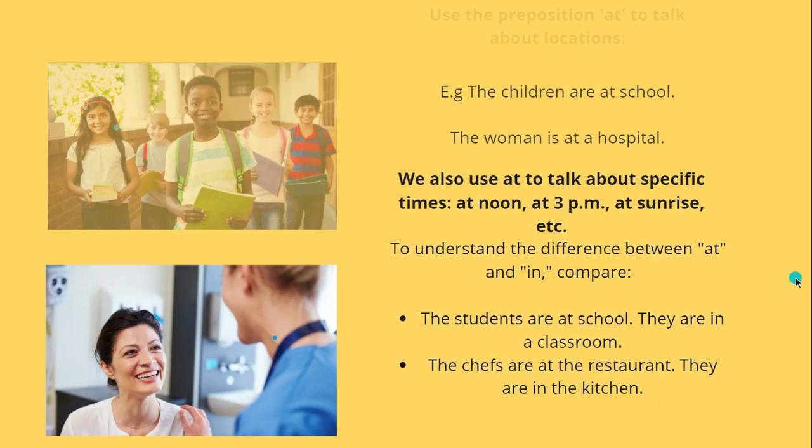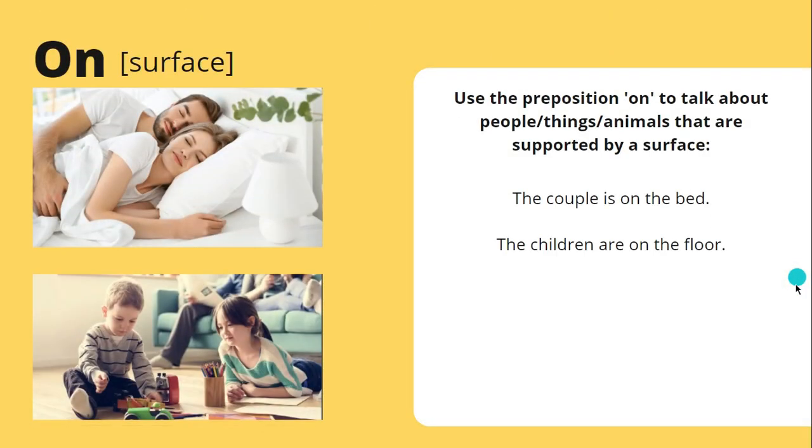Okay, the next preposition is on, and on makes reference to a surface. So we use the preposition on to talk about people, animals, things that are supported by a surface. For example, the couple is on the bed. So the bed is the surface supporting the couple. The children are on the floor. The floor is the surface supporting the children.